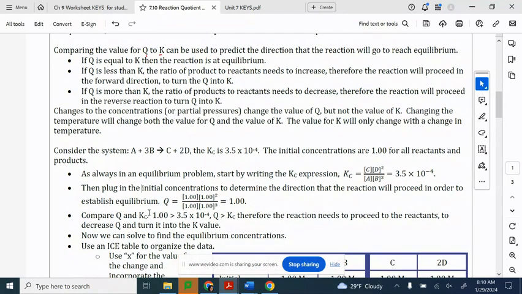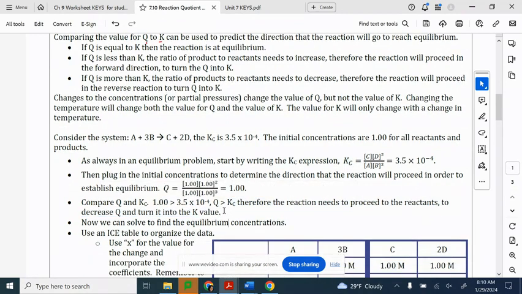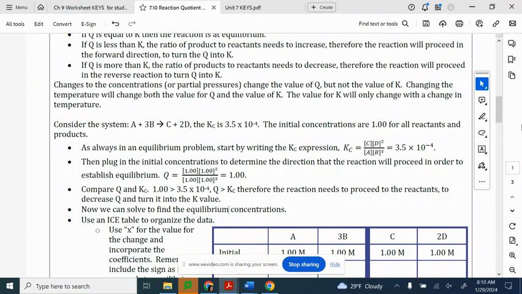Now, this goes through a complicated way of determining which direction it's going to go. I have a much easier way. You will see in most people's way of doing this, they always talk about Q first and then K. What you're going to want to do is take K, and you're going to do this alphabetically. K comes before Q. All right. Then you're going to take your values. We have our K value here, 3.5 times 10 to the minus 4. We have our Q value, 1.